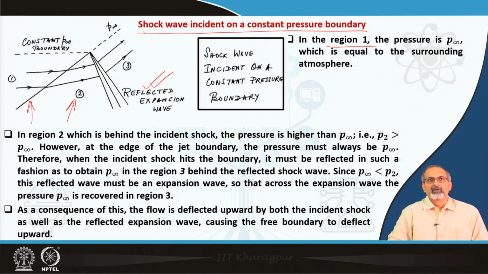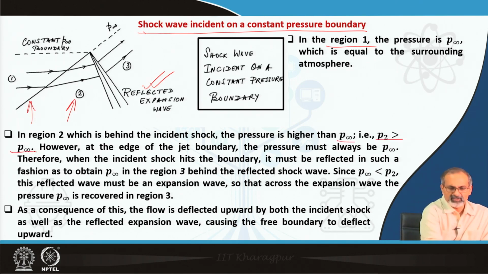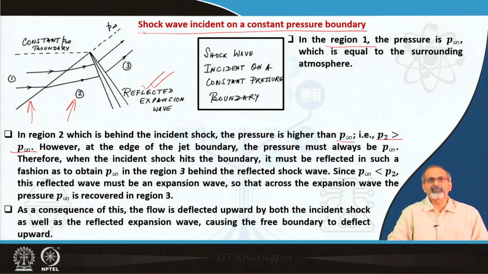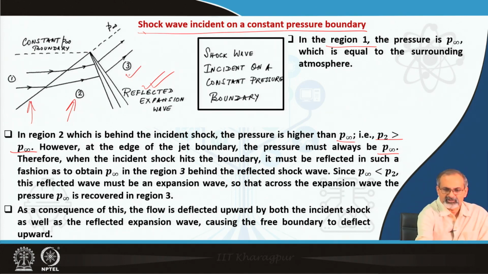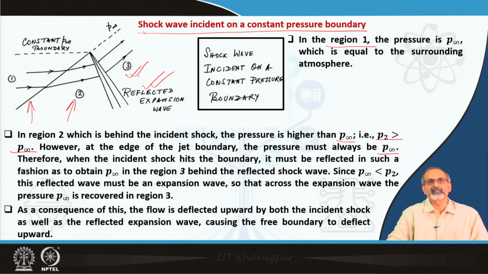Now, the pressure behind the oblique shock is definitely higher than P infinity. So, we note this inequality. However, at the edge of the jet boundary the pressure must always be P infinity. Therefore, when the incident shock hits the boundary, it must be reflected in such a fashion so as to obtain P infinity in the region 3. So, once the reflection has happened, you should be able to restore the P infinity back in region 3 behind the reflected shock wave.